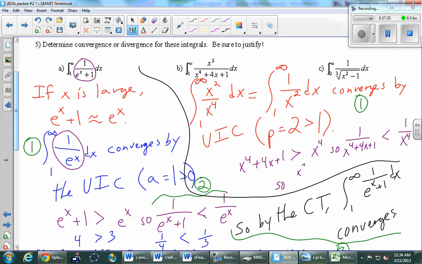So x squared over, and then x squared over x to the 4th. How do these compare? Still less, because you're multiplying both sides by a positive number, right? The same number on both sides, and it's positive.